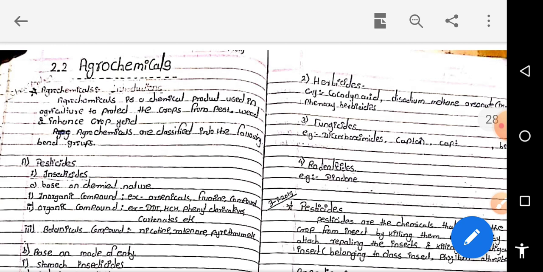Now from today we are going to start organic chemistry, because we are giving some lectures for drugs and dyes and some lectures for organic chemistry. One of the applications of organic chemistry is agrochemicals, because we are using our total knowledge of organic chemistry in agrochemicals.